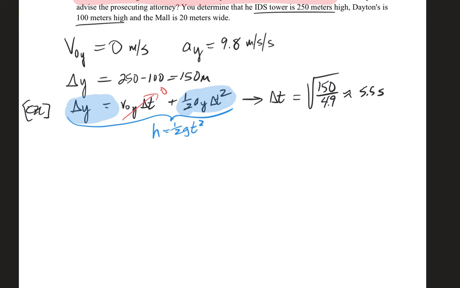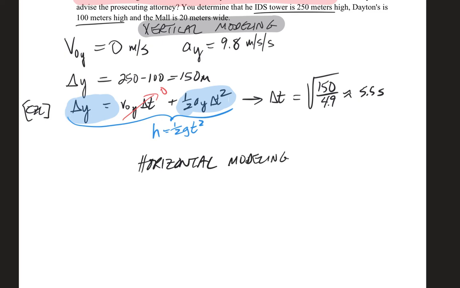So we have an answer from a vertical analysis of that motion. From a modeling perspective, that's the vertical modeling. And now we want to do the horizontal modeling. I can tell you all day long that these two aspects of motion are independent of one another in a projectile analysis, projectile motion. They are, and you have to analyze them separately. There's not another way to do that.